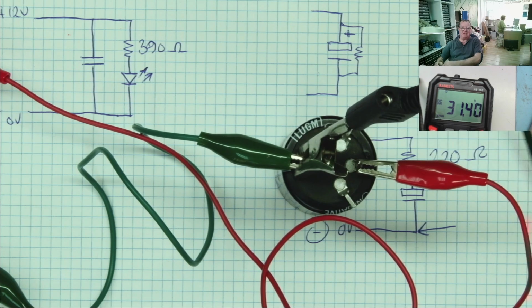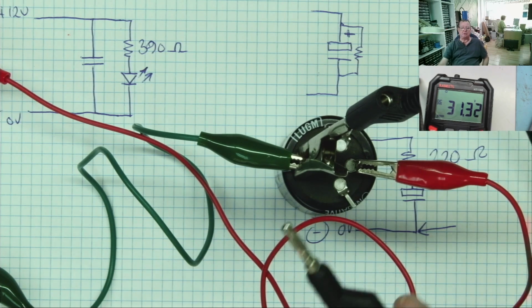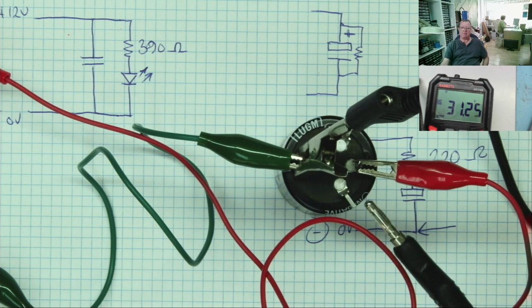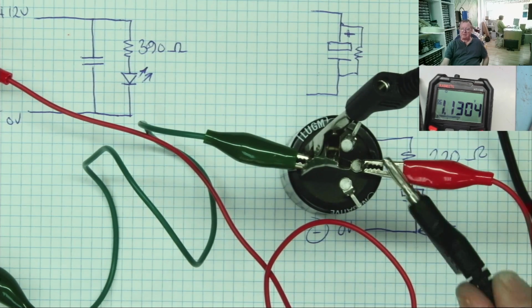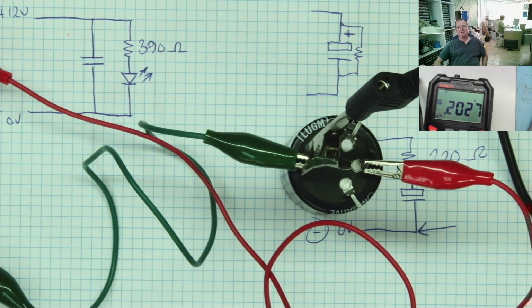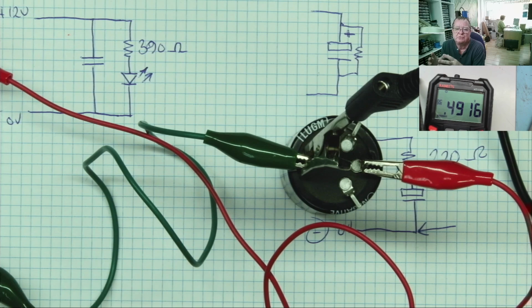How fast do you think we can discharge it? Yeah, if we short it out with this black lead. What do you think it'll do? How long will it take? Okay, well, the answer was not very long. Okay, so a capacitor, you can pretty much charge it and discharge it instantly.